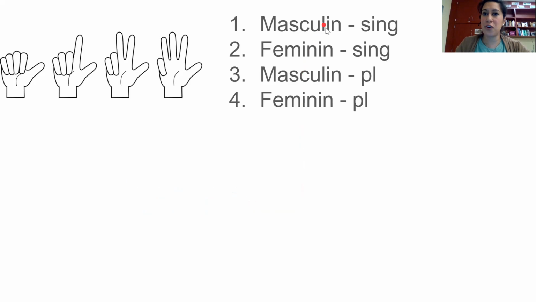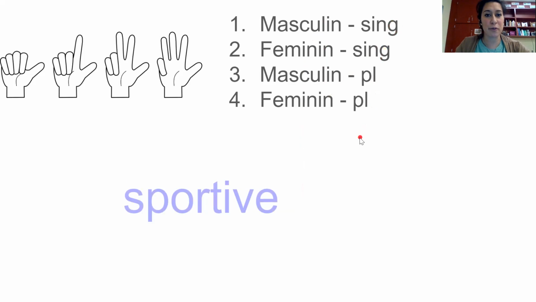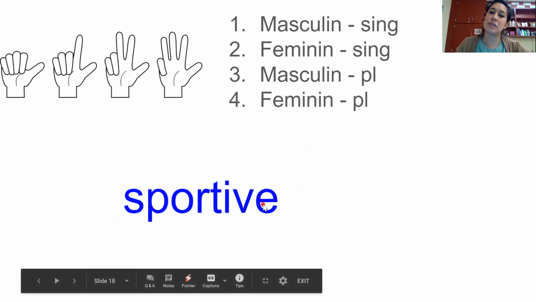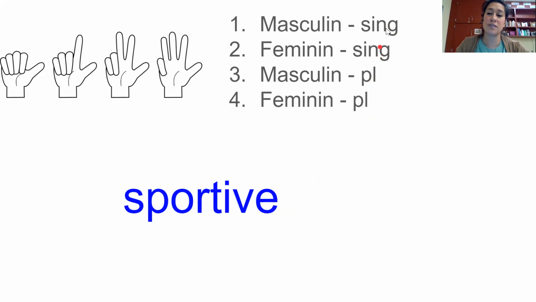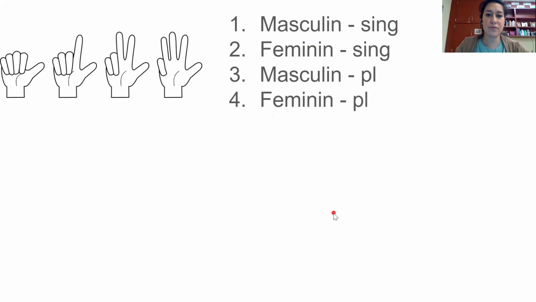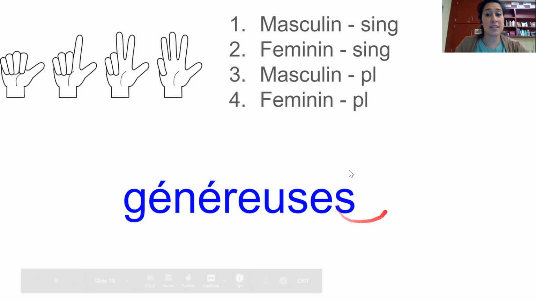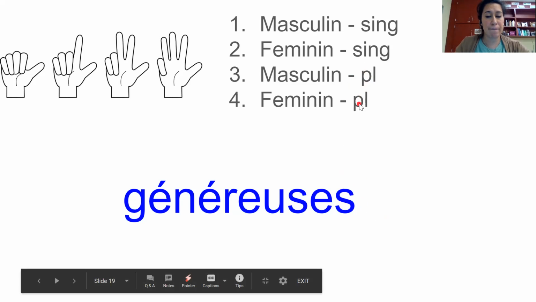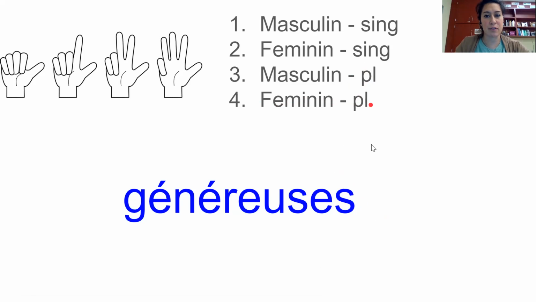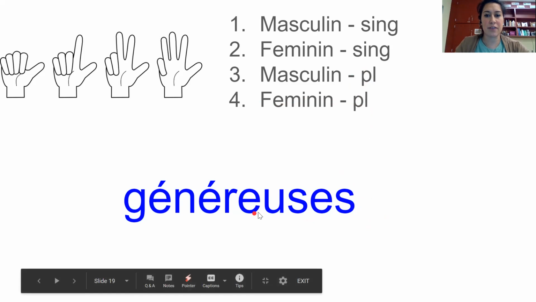Okay, now you've got a choice of 4, masculine, feminine, masculine, feminine. First two are singular, the second two are plural. So sportive. First of all, it's singular. So no S on the end or X, so it's singular. And it is feminine, so numéro 2. Okay, next one. I forget what number we're up to. Généreuses. We have an S on the end, so it's plural. And it is feminine plural because we have E-U-S-E.